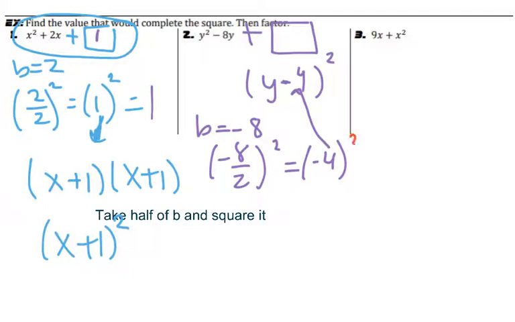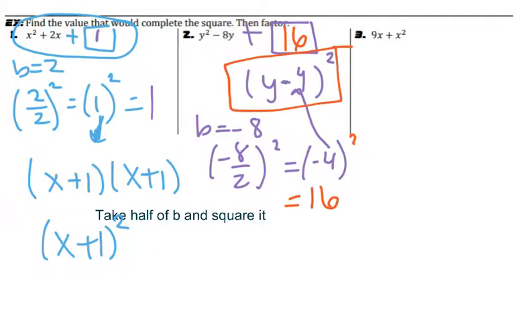If I square it, that's going to give me 16. That's the number that's going to go here. So the number that I would add to both sides to make this a perfect square, which we're going to get to on example 4, would be 16. The factored polynomial would be y minus 4, quantity squared.